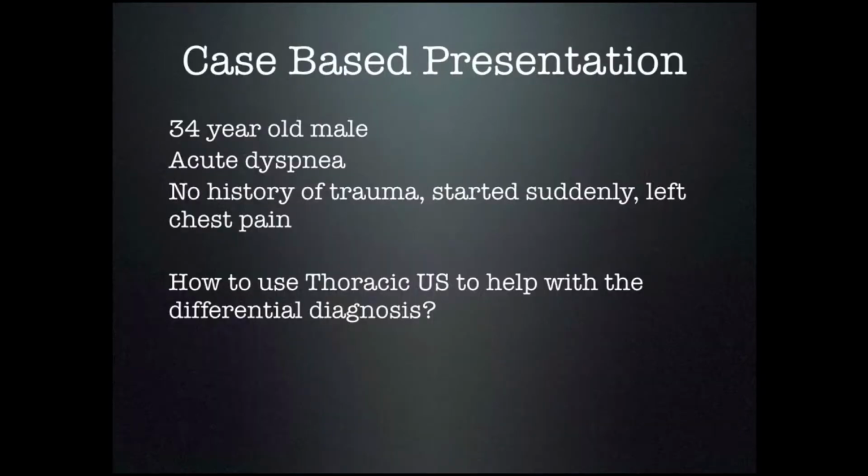Let's go to a case. A 34-year-old male comes in with acute shortness of breath. He has no history of trauma. It started suddenly, and he's got left-sided chest pain. How do we want to use thoracic ultrasound to help with the differential diagnosis? Let's look at his ultrasound.